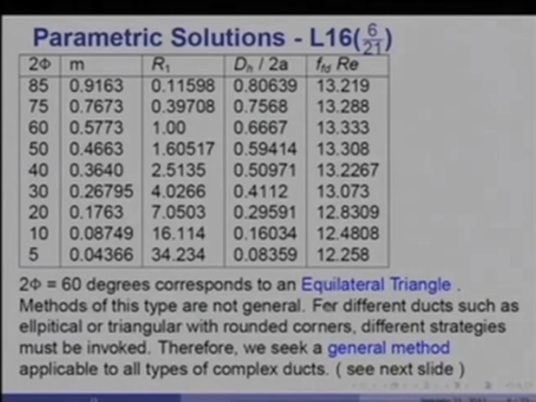Methods of this type are not general. For different ducts such as elliptical or triangular with rounded corners, for example, which is very commonly encountered in practical heat exchangers, different strategies, that is the trial function whose variation is to be taken, has to be invoked, and then considerable algebra is required before one gets a solution. And for each duct, one has to treat it as a special case and go through the solution, developing the solution.